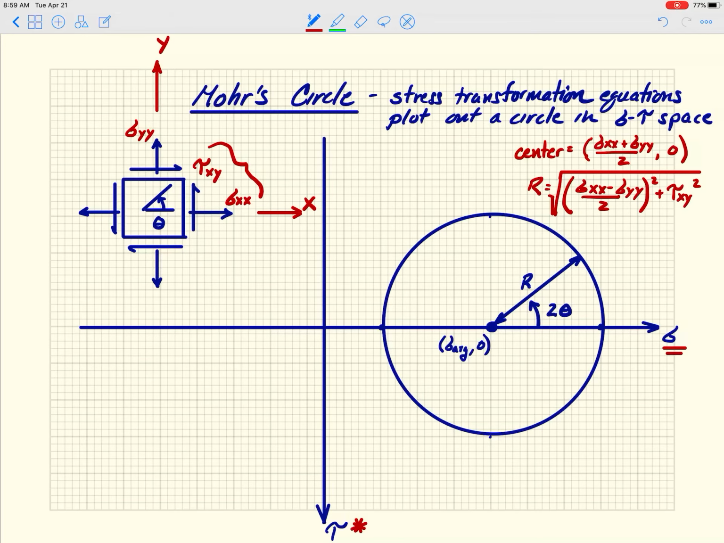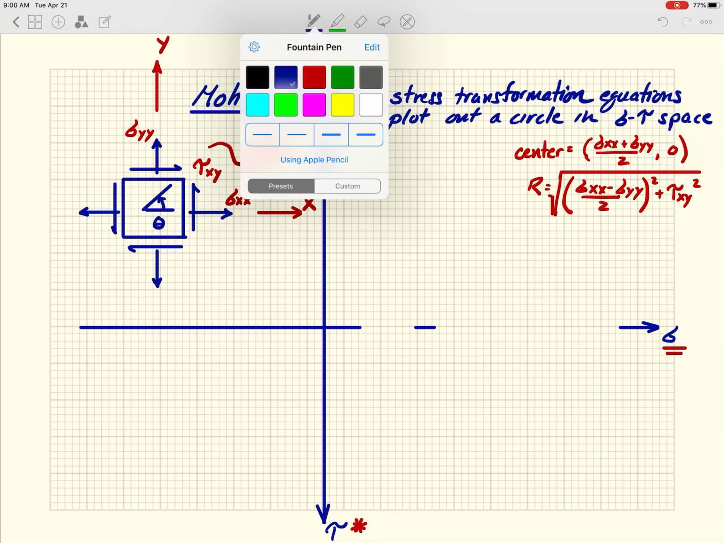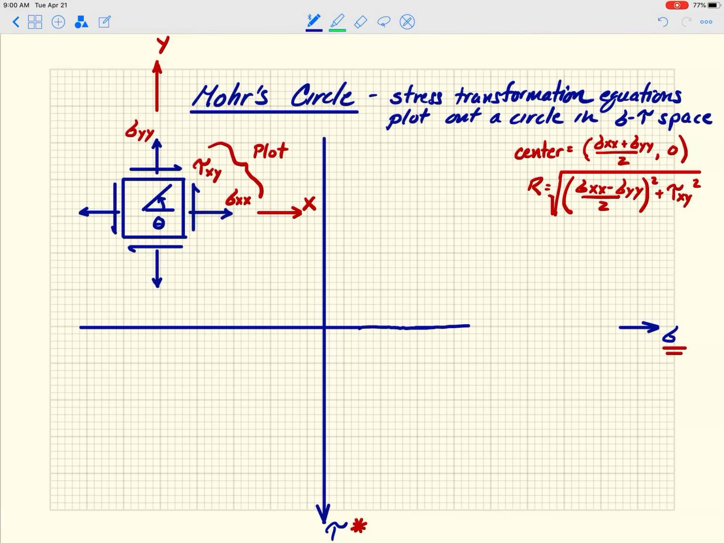is I'm going to plot these 2 points, right? So that is a positive tau xy, and that is a positive sigma xx. In fact, let me erase the circle that's here. You'll see we're going to end up with pretty much exactly the same circle, but I'm going to show you a different way of doing it, and one that hopefully will become more intuitive. Okay, so we're going to plot this tau xy and sigma xx.